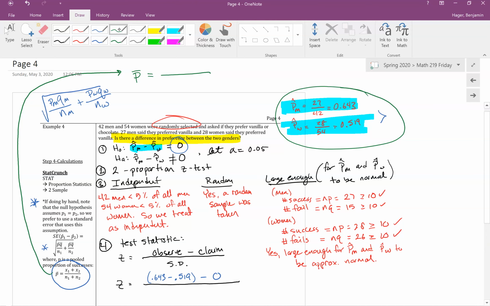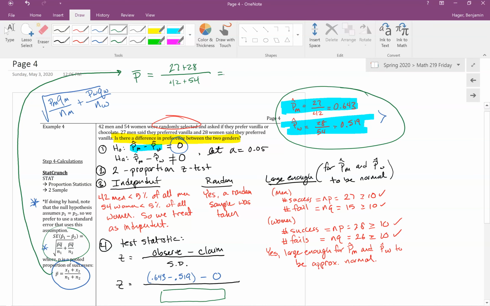Okay, so let's find this proportion, not a p-value, this proportion that I will then use to find the pooled standard deviation, which is going to go right down here, the standard deviation for this pooled data. So again, what I want is the number of men and women that like vanilla. I need to add that up. 27 men, 28 women, and divide that by the total number of men and women sampled. 42 men and 54 women.